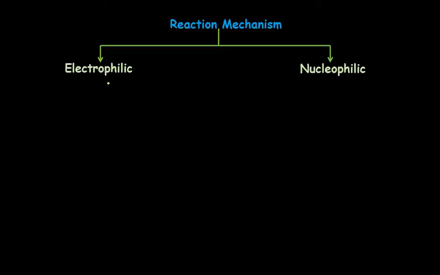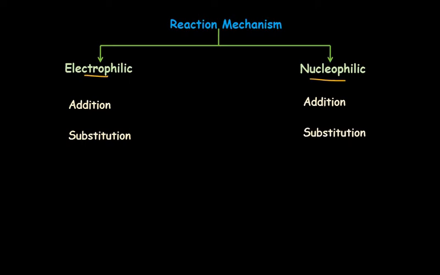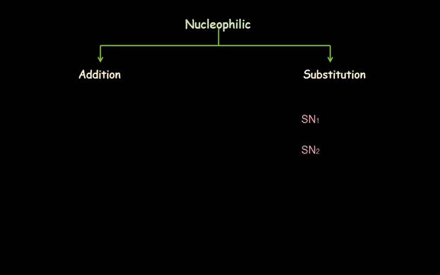We have already seen that at A-level chemistry we will be learning about two types of reaction mechanism, that is electrophilic and nucleophilic, and each of these mechanisms is again of two types, addition and substitution. Even nucleophilic reactions are of two types, addition and substitution reactions. And nucleophilic substitution reactions are of two types, SN1 and SN2 reactions.